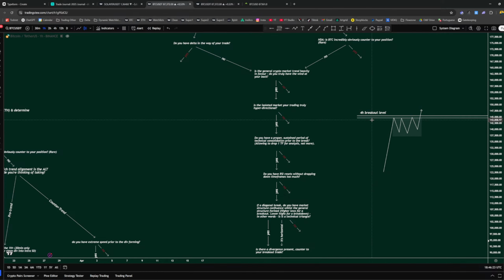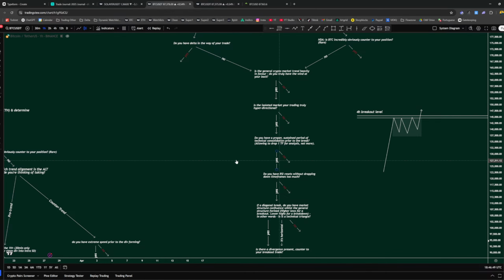Because the time frames that I trade in are 30-minute, then it jumps up to the 1-hour, then the 2-hour, and then it's even increments: 2, 4, 6, 8, 10, 12, and then daily, okay? So for me, if it's a 4-hour breakout level, I'm happy to dive down to the 2-hour, and that's acceptable to see consolidation on the 2-hour.